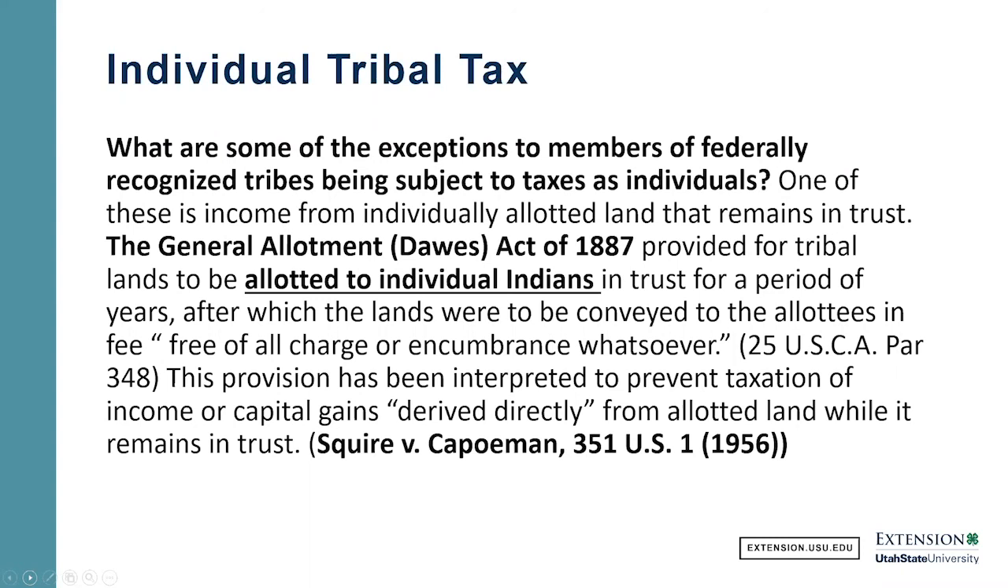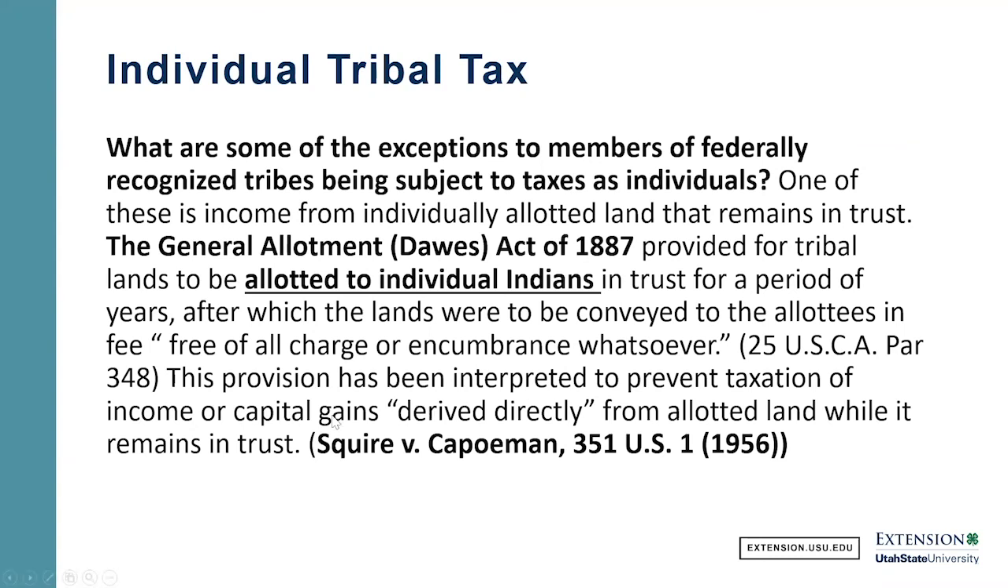So the General Allotment Act, the Dawes Act of 1887, provided for tribal lands to be allotted to individual Indians in trust for a period of years, after which the lands were to be conveyed to the allottees in fee. And this provision, this sentence in there, free of all charge or encumbrance whatsoever, was the provision that a couple of Supreme Court cases turned on, and one of these was Squire versus Capeman. This was interpreted from that Supreme Court case to prevent the taxation of income or capital gains derived directly from the allotted land while it remains in trust.